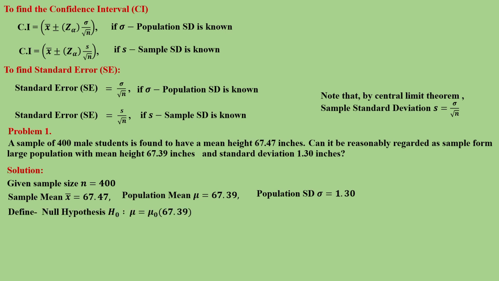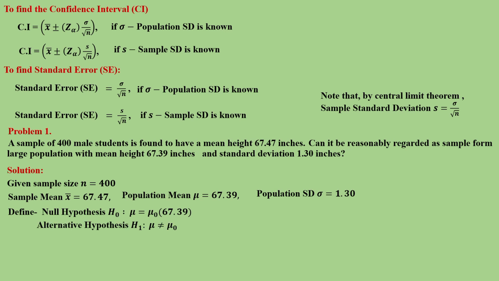So define the null hypothesis H naught: there is no significant difference. That means the sample is from the large population with mean height 67.39 and standard deviation 1.30. We are assuming the null hypothesis like that, that is mu equals mu naught, where mu is the population mean. So there is no significant difference.